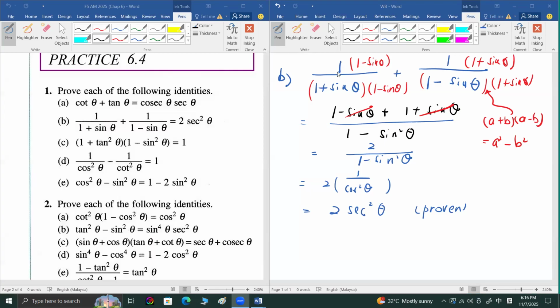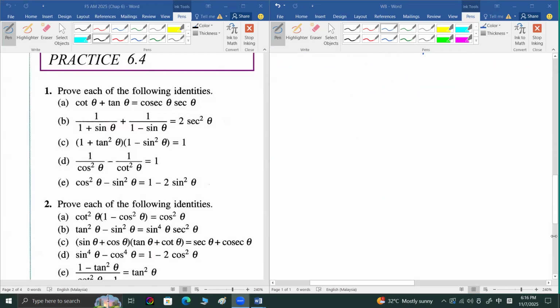Now get ready to C. I done until C, then I let you try D and E. Yeah? Okay, get ready, C. So C, same thing, the left side, 1 plus tangent square theta, 1 minus sine square theta. You're asked to prove to get 1. So 1 I can't write now because many that can make 1. Yeah, many that can make 1. So I can't decide from here. So what I can do is, okay, you check and see.